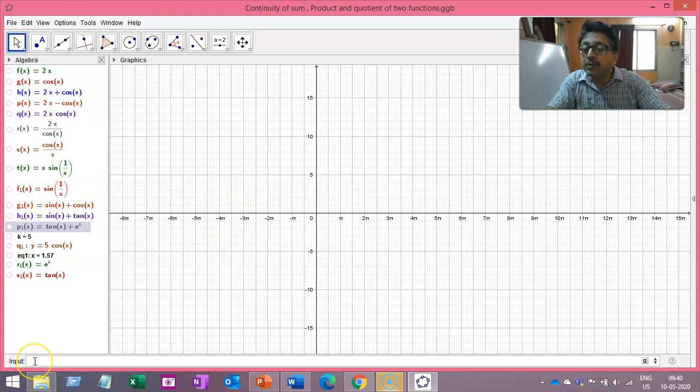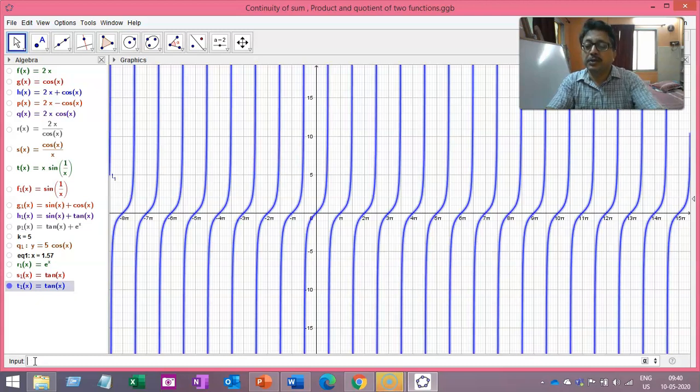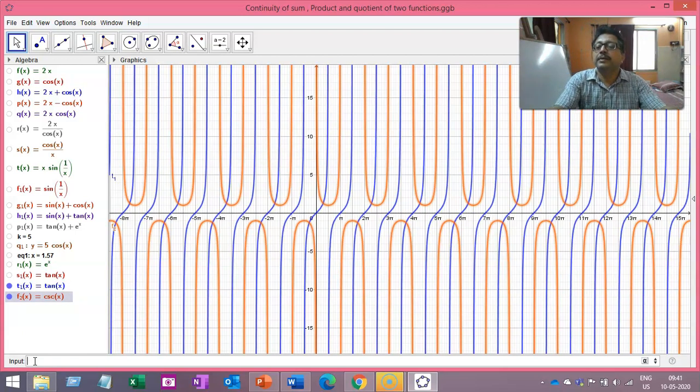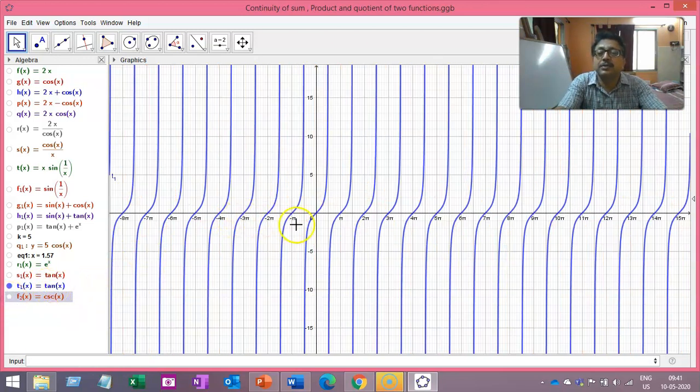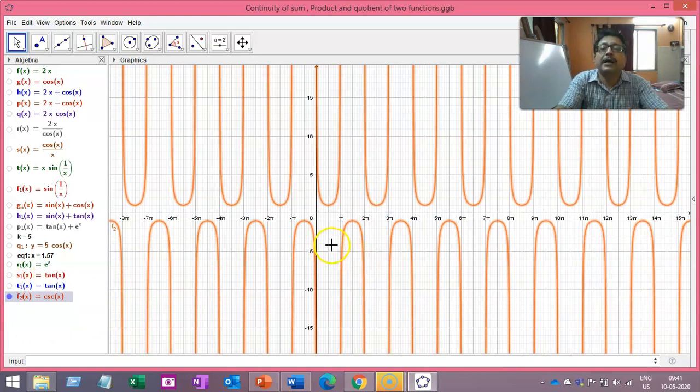Now let us take two discontinuous functions. I am taking tan x here, then I am taking cosec x there. All of you can see tan x is discontinuous at those points, pi by 2, 3 pi by 2, etc. All of you know it. Cosec x is discontinuous when x is 0, pi, 2 pi, 3 pi, all are there.